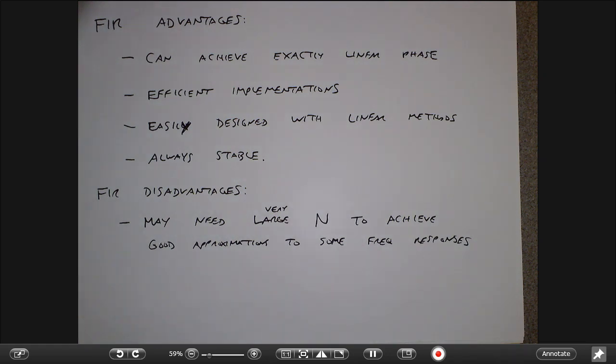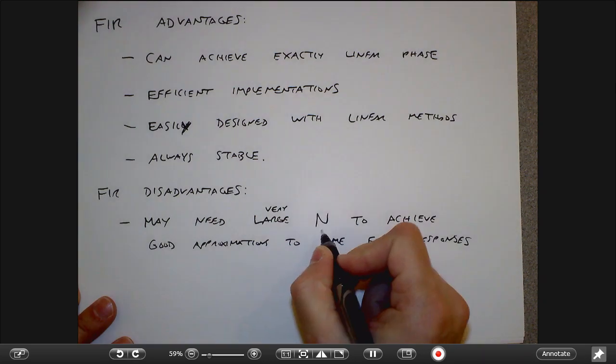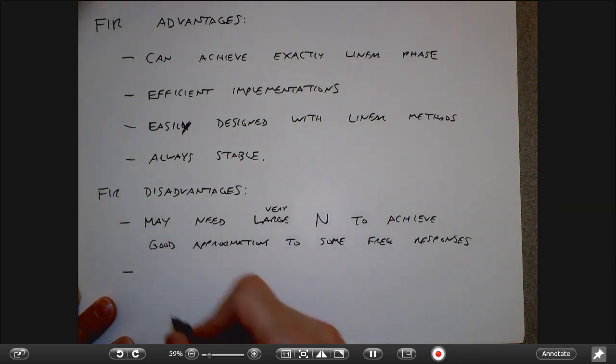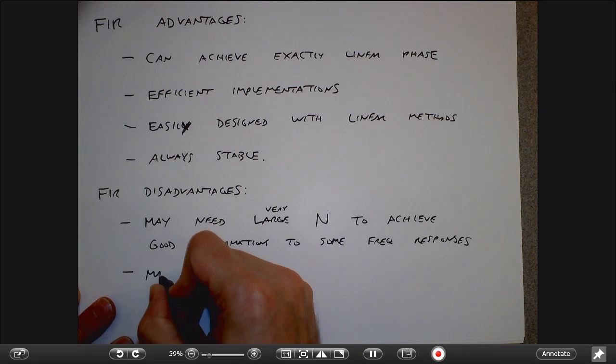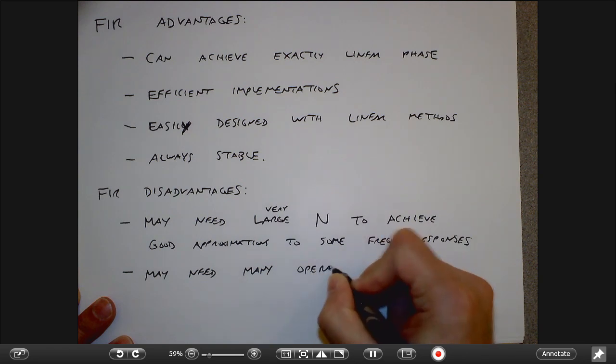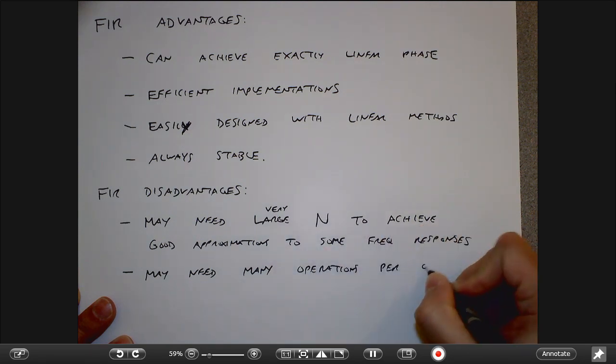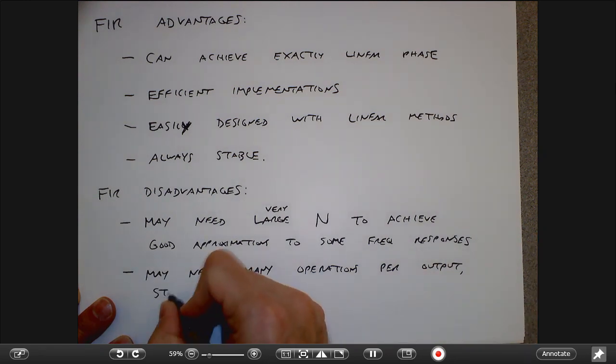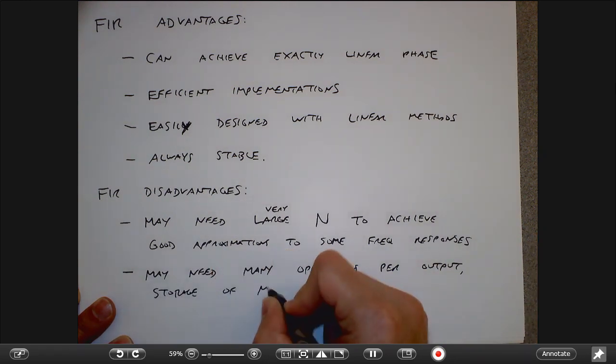And one way I think about the number of taps is it relates to the delay that I need to be able to produce the output if it's a causal filter, right? So I may not want to wait for a 1,000 tap filter to finish doing its job before I get my first output. Especially if I'm doing something like real-time audio processing, right? I may not want to do that. So I may need to have very long filters. I may need many operations per output, and I may need to store many coefficients.